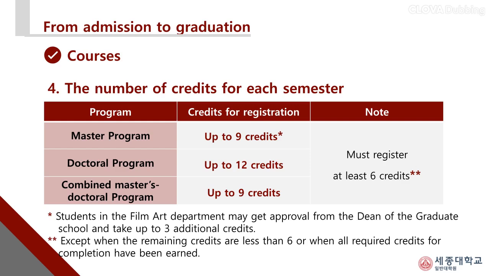Another exception is when your remaining credits are less than 6. In this case, you don't have to meet the 6 credit minimum. For example, if you only have 3 credits left to graduate, you can just take those 3 credits.